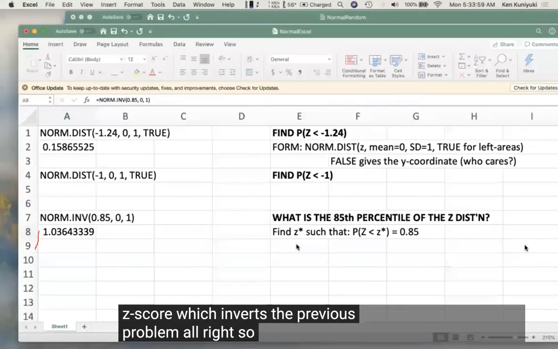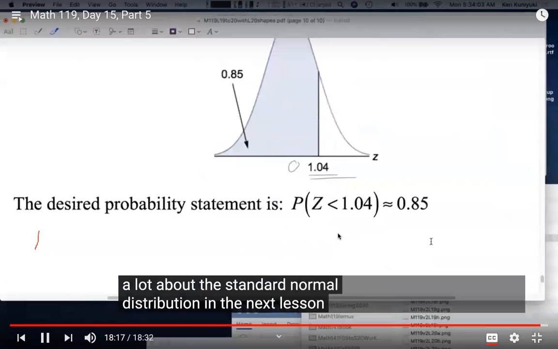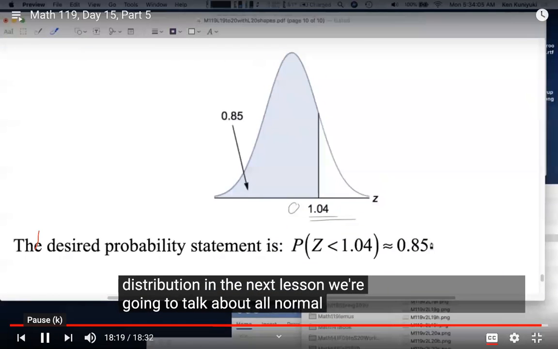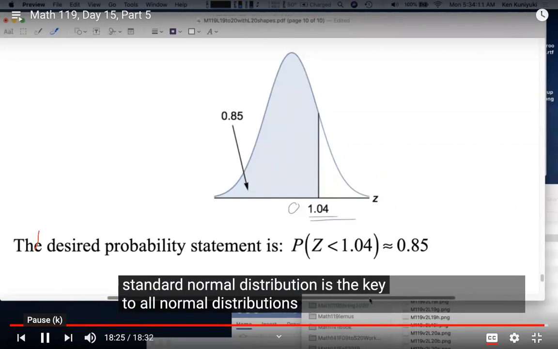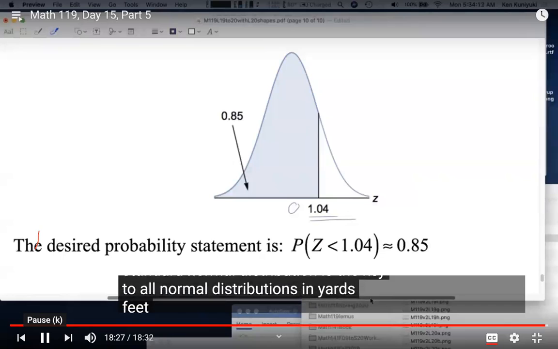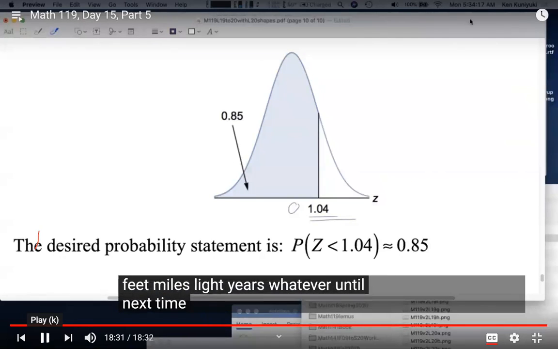All right, so we've really talked a lot about the standard normal distribution. In the next lesson, we're going to talk about all normal distributions, and this is the key. The standard normal distribution is the key to all normal distributions in yards, feet, miles, light years, whatever. Until next time. Any questions so far? Any questions? Any questions? All right, feel free to chat.